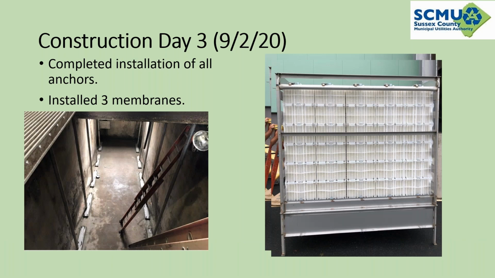On day 3, they completed the installation of all the anchors for the ones that hadn't been installed yet, and they installed 3 additional membranes. The photo on the left shows the train being completely cleaned and completely done prior to the new units being installed. Again, it went pretty smoothly. We did have one I-beam that was a little bit in the way, and we had to grind that down a little bit, but all locations other than that first one went in very seamlessly.